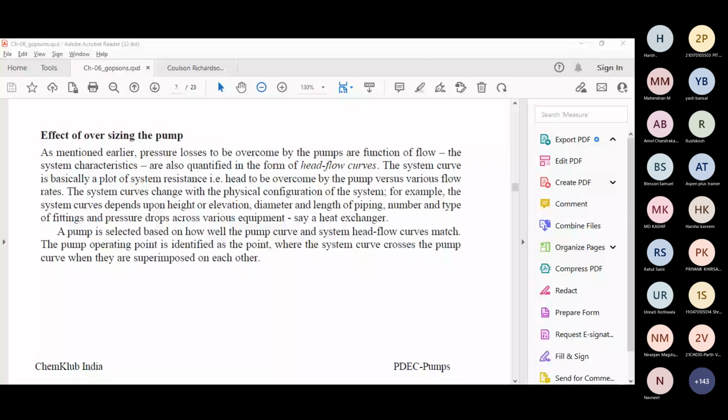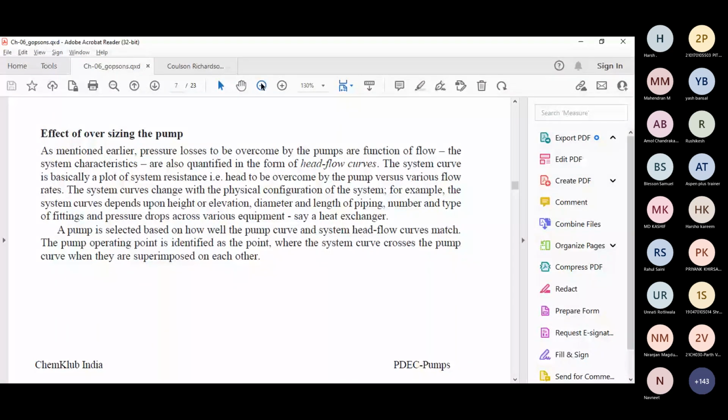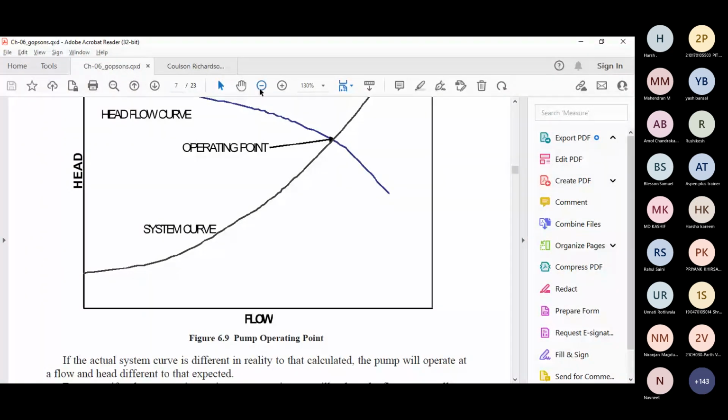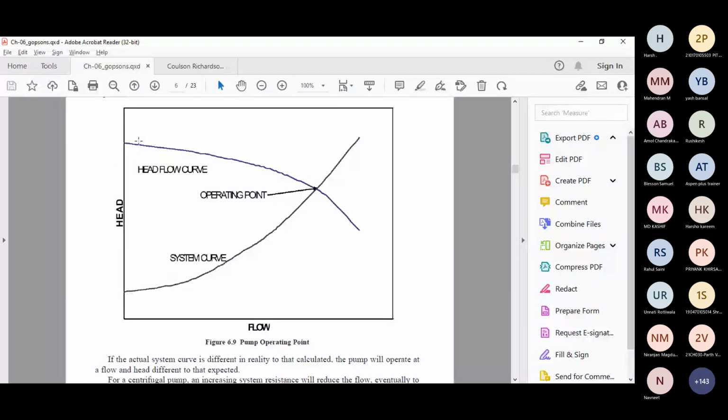That's what I said. Suppose this is your system curve. This one is the head and flow rate curve, right? That is the property of the pump. This will never change. It is always constant. But with respect to your system curve, if you open the valve, close the valve, your system curve will keep on changing. That's why your operating point will change.